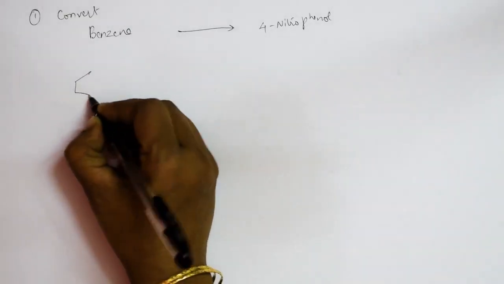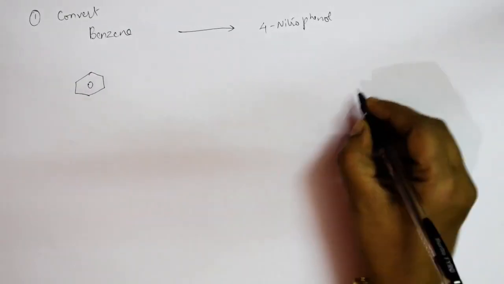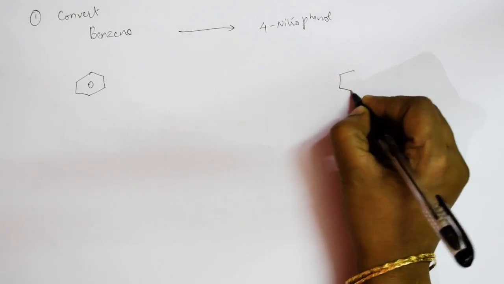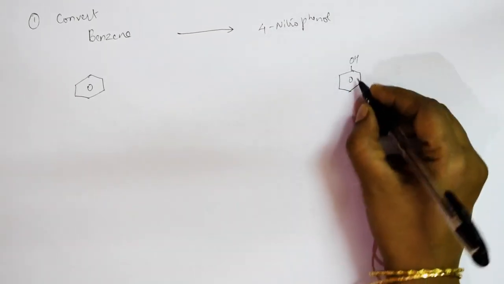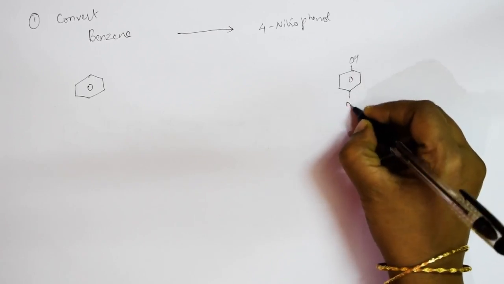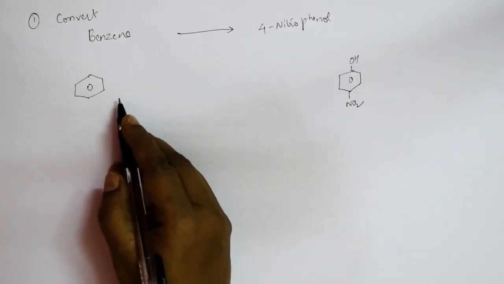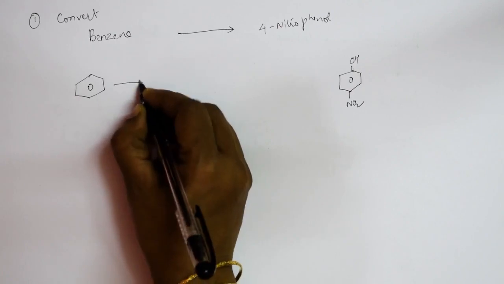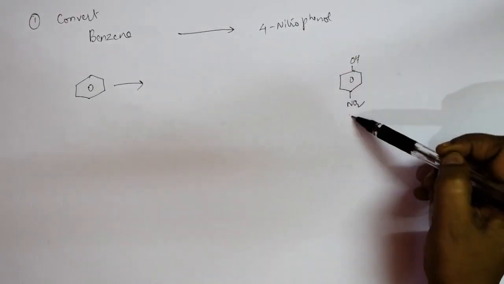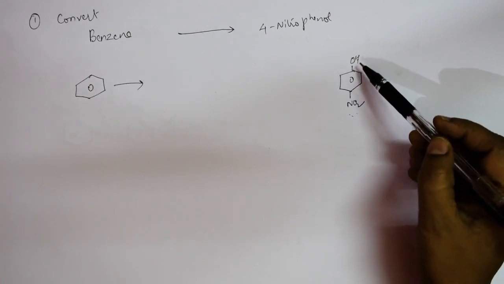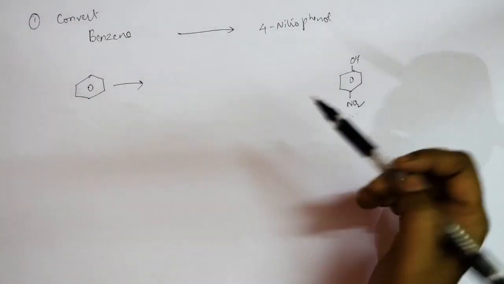Okay, so simple, don't panic. Just write the structure, right? Benzene here, and they've asked me to convert into 4-nitrophenol. So first write phenol, and fourth position, 1, 2, 3, 4, fourth position is nitro. Now I have to convert this to this. So first basic important thing, what should you remember? Compared to this one, there are two groups which are introduced in the product. These two groups should be introduced step by step.